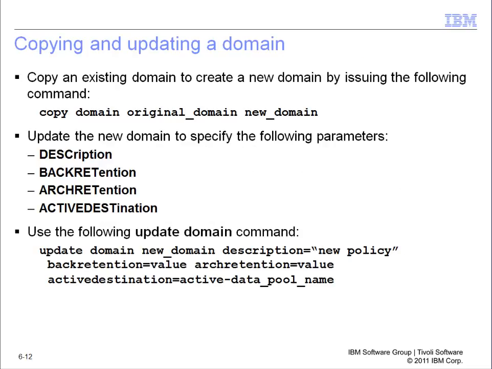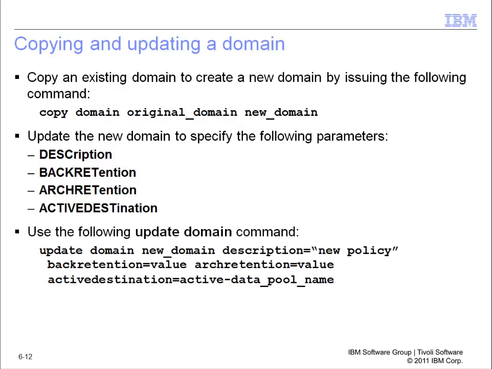You can copy and update a policy domain. For example, you want to have a policy domain that's very similar to one you already have. Do a copy domain. The command is copy domain, the original domain name, followed by the new domain name. You can also update the new domain with your description, back retention, archive retention, and active destination.